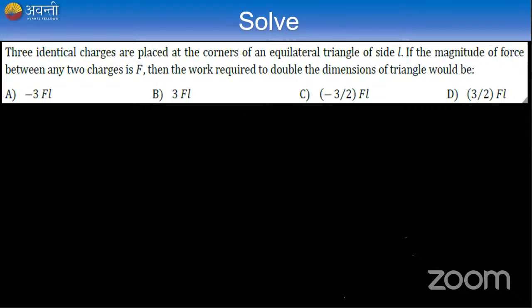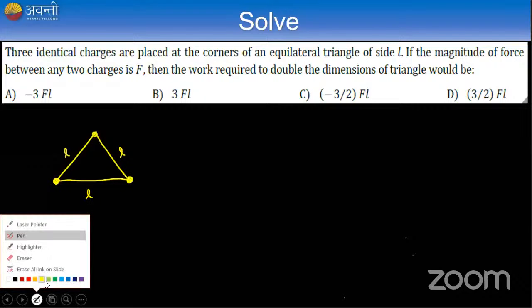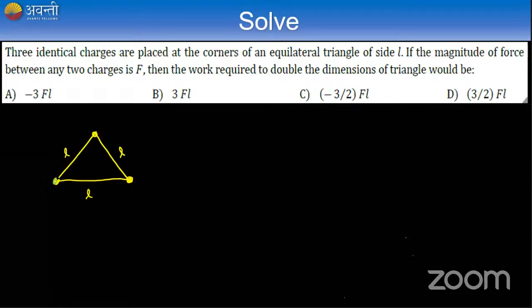There are three identical charges placed at the corners of an equilateral triangle. Again, we have an equilateral triangle. Draw an equilateral triangle of side length L. So the side length of the equilateral triangle is L. If the magnitude of force between any two charges is F. So I have three charges, 1, 2, and 3.